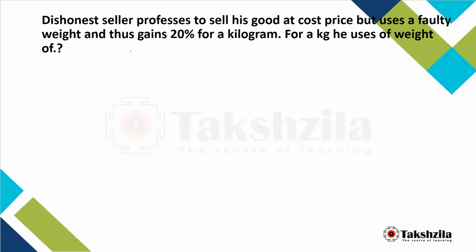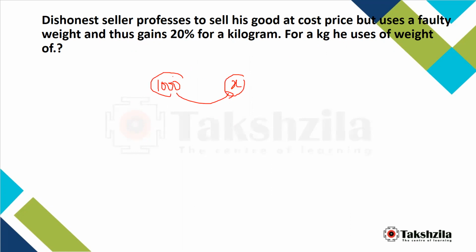A dishonest seller professes to sell his goods at cost price but uses a faulty weight and thus gains 20%. For a kg, what weight does he use? He uses a faulty weight, so it shows 1000 gram, but it is actually less than that. If it shows 1000 gram, I will take the money for 1000 gram from you, but it actually is less than that.